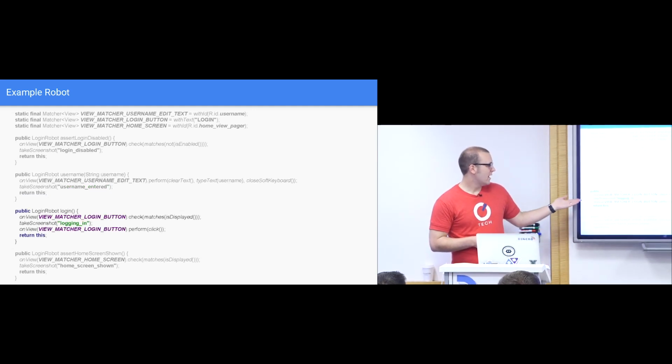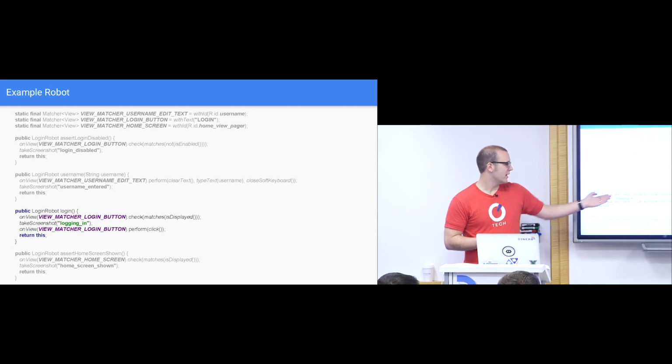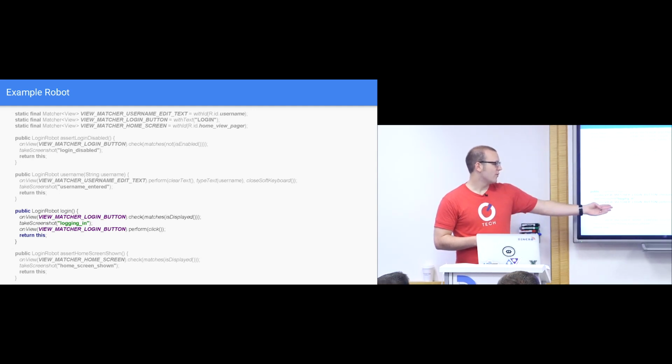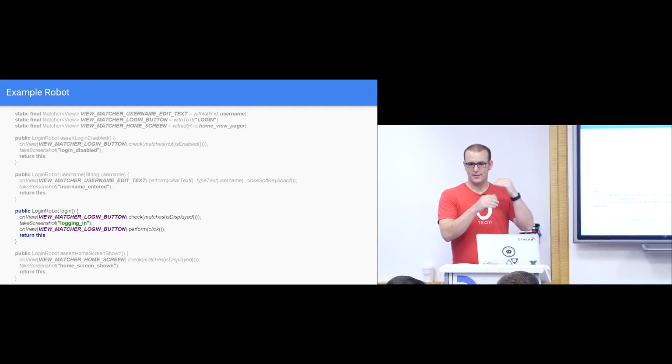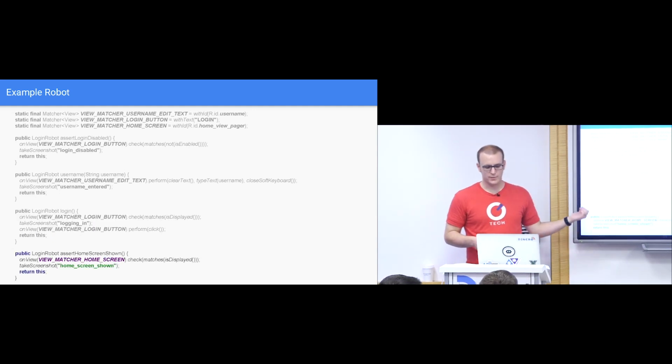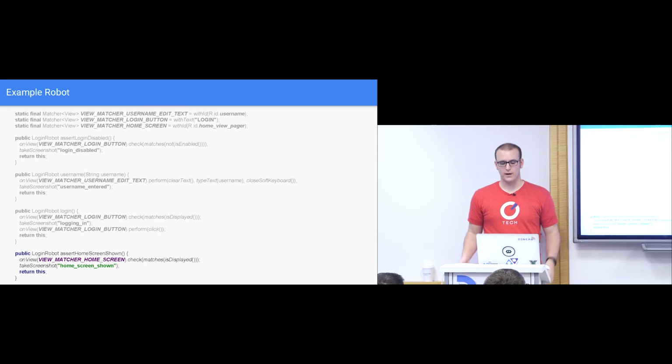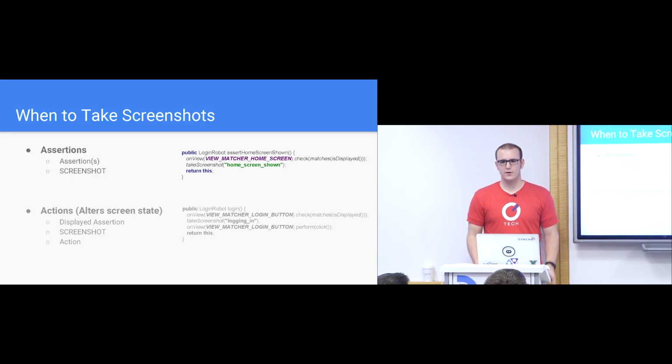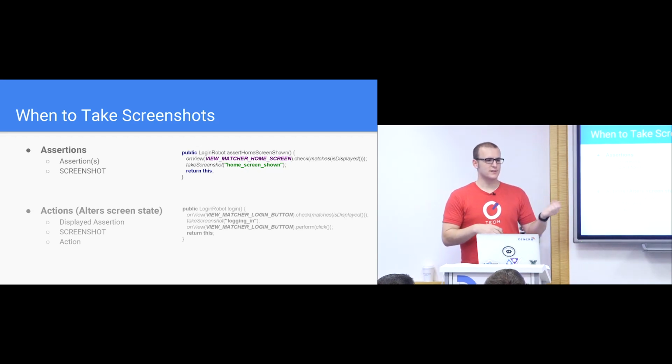For the login, I'm going to assert that it's displayed, take a screenshot, and then perform the click. I'll talk about why I'm doing it in that order on the next slide. And finally, I want to assert that the home screen was shown, so I want to make sure that login was successful. I talked about why I did an assertion, then took a screenshot, and then went on. I brainstormed with our intern previously, now Android developer Nick.